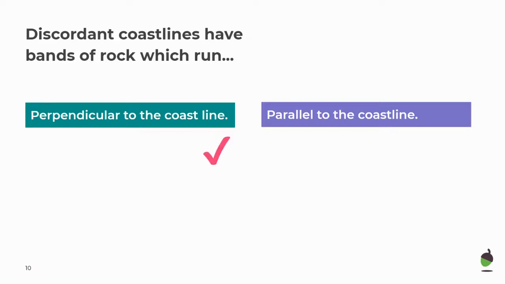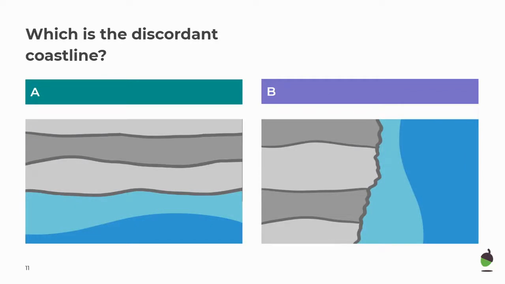How did you get on? Which one is the discordant coastline? Make your choice now. Jot it down, A or B. It is B. So A is what type of coastline? Tell me out loud. Concordant. B is the discordant.